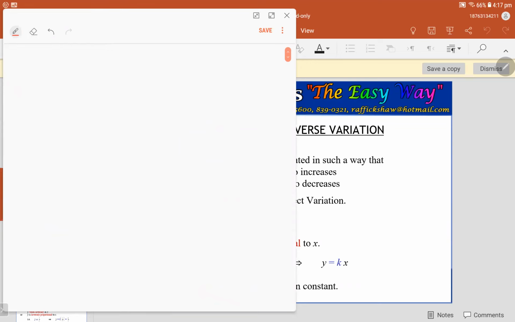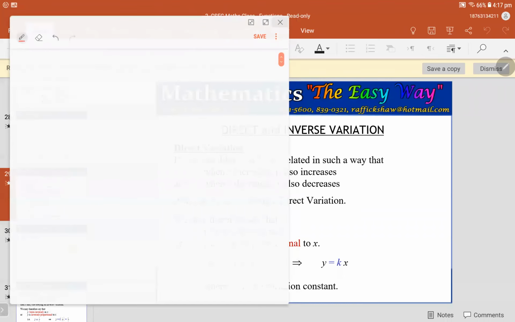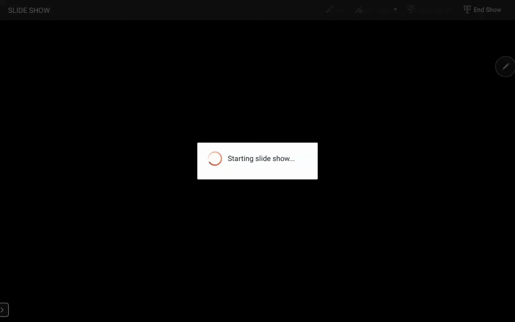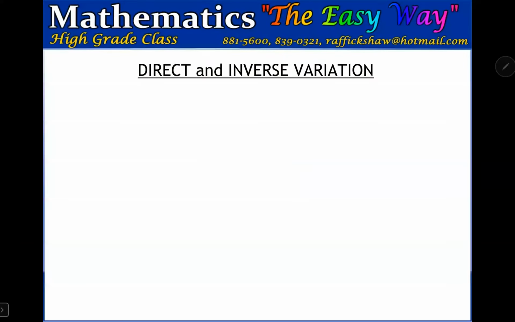All right. So I want us now to look at inverse and direct variations. All right? Not this one now. And I'm doing this now because it comes under the functions topic in CSEC. All right, direct and inverse variation. So what is direct and inverse variation?